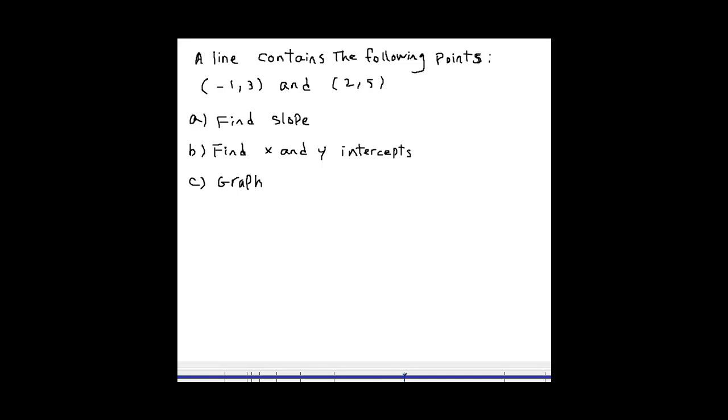Alright, next question here. We have 2 points. A line contains the following points. We want to find the slope, x and y intercepts, and we want to graph them. We need to know the formula for the slope. Anybody remember the formula?